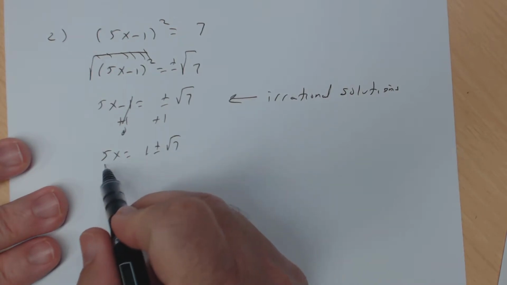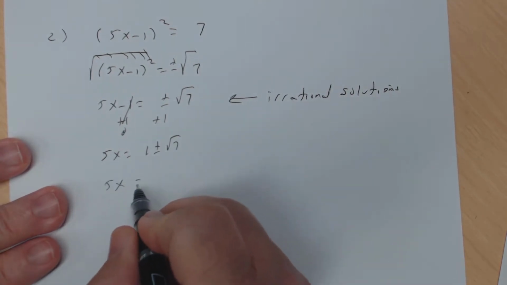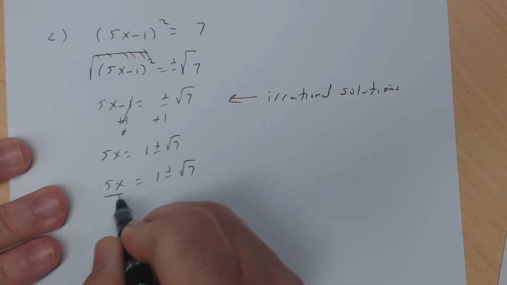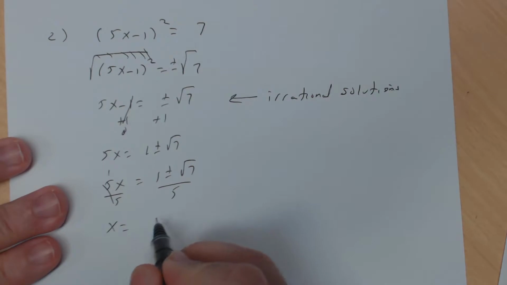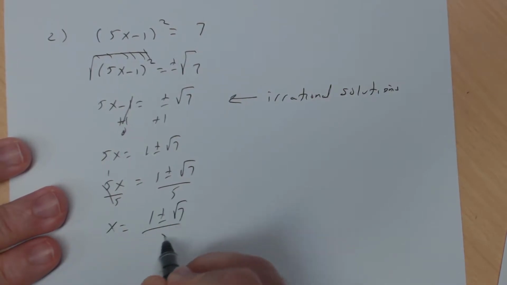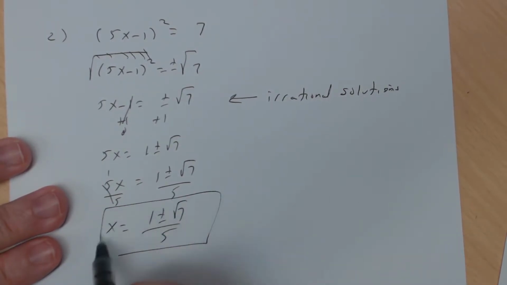And to get the variable x by itself, right now I'm multiplying by 5. The opposite is dividing by 5. And so I get 5 divided by 5 is 1. 1 times x is x. x equals 1 plus or minus square root of 7 divided by 5. And so there's your answer.